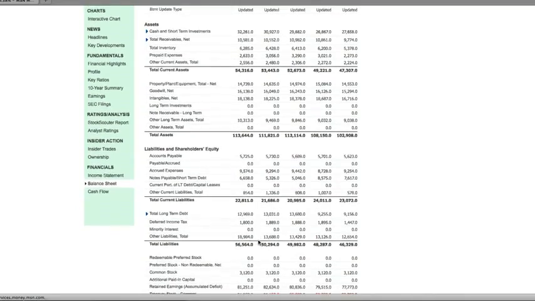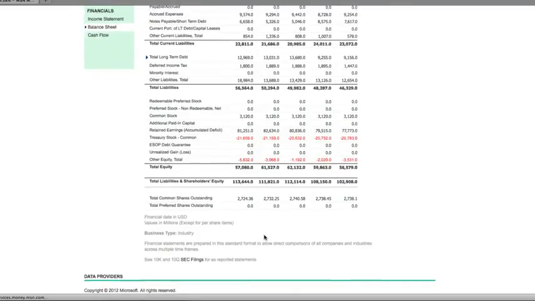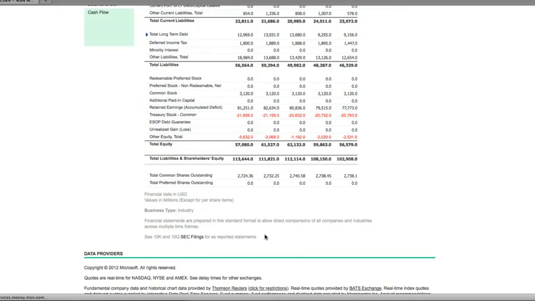So if you keep scrolling down, as you get to the bottom, the important number on the balance sheet is the total equity. All they did was take the total assets minus the total liabilities, and you end up with the total equity, which is $57 billion. That's what the company is worth in total. If you added up all the shares of this business, it's worth $57 billion on the books.